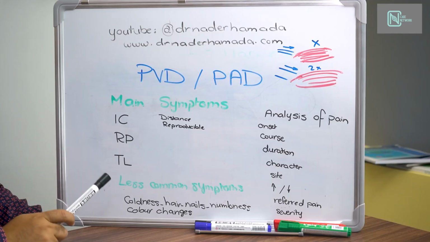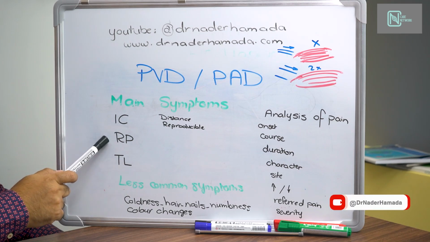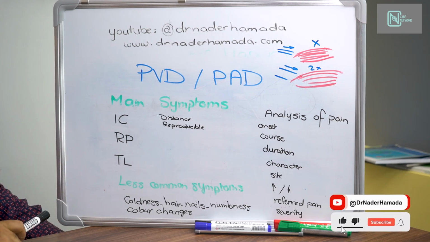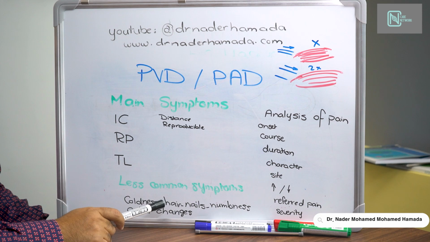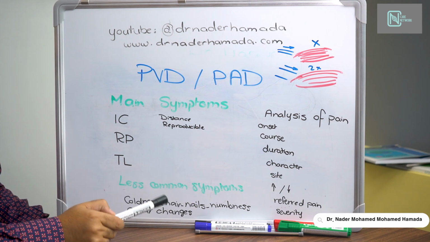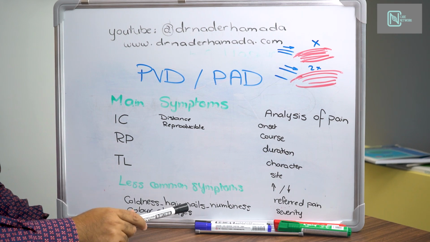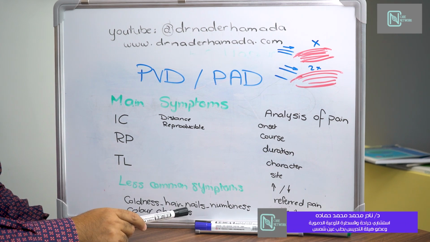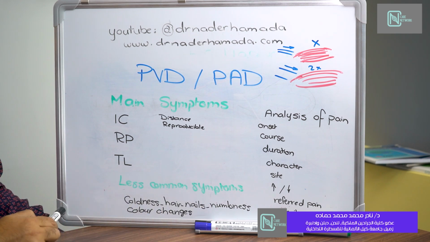So the main symptoms of peripheral arterial disease are intermittent claudication, rest pain, and tissue loss. There are less common symptoms that the patient might complain of, which are coldness in the peripheries, loss of hair from hands, feet, or lower legs, distal legs and distal forearms. Nails can get brittle, lose luster, and break easily. The patient might feel some numbness.